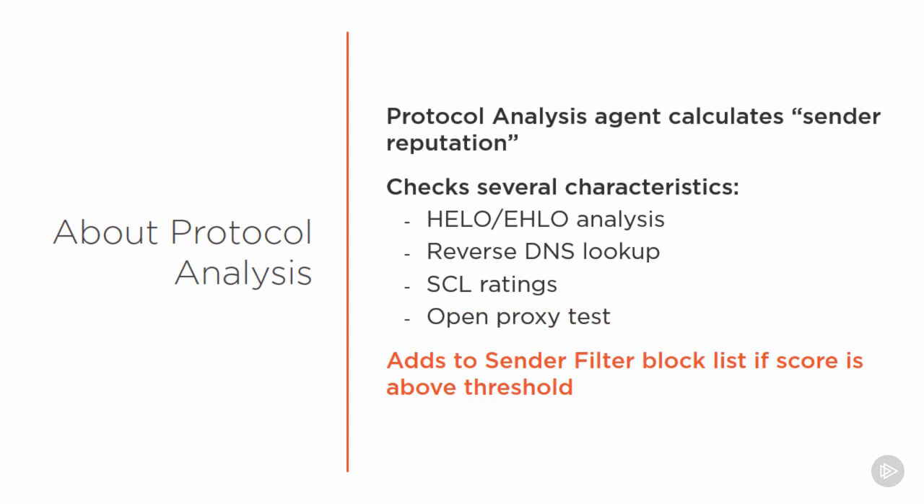All of that is taken into account, and if the score is above the threshold for poor reputation, the protocol analysis agent requests the sender filtering agent to add the sender to the block list for a period of time, which is 24 hours by default. It's then up to the sender filtering agent whether to reject or stamp the emails depending on how you've configured that sender filtering agent.